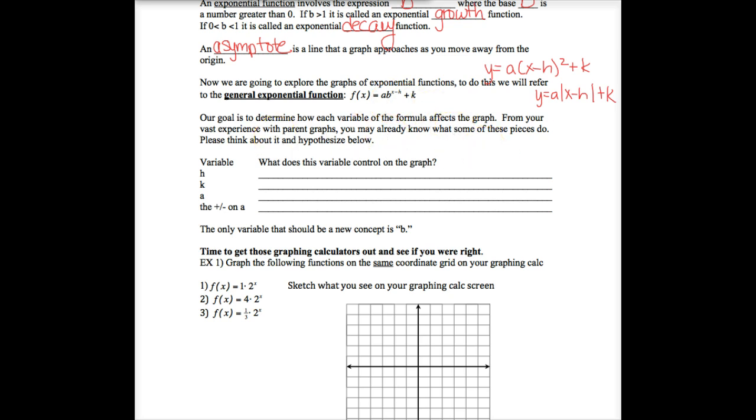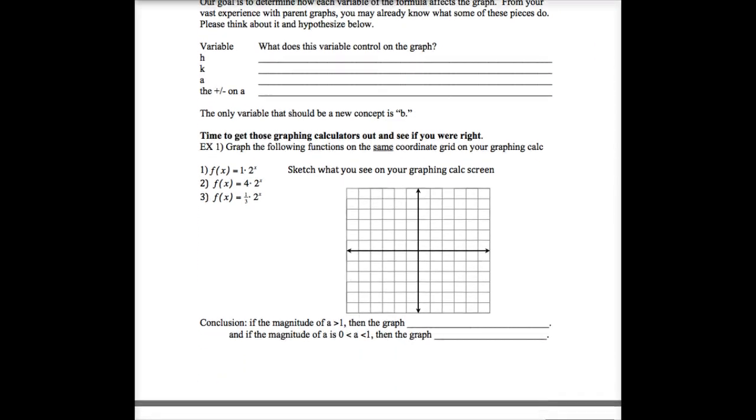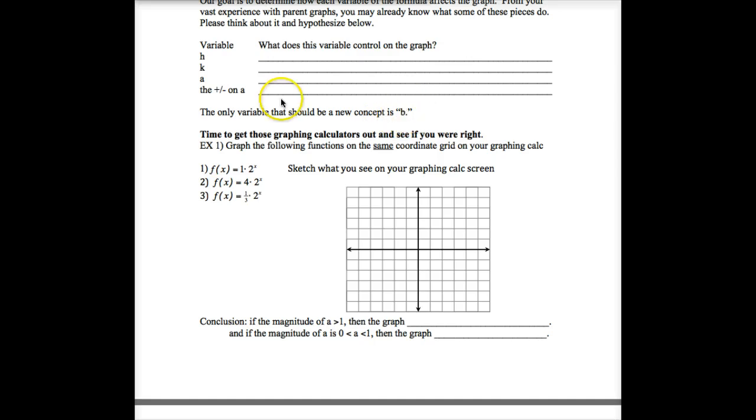So hopefully we've done so many parent graphs that you may already know what some of these pieces do. So what I want you to do here is to think about what your guesses are for what h does, what k does, what a does, and what the sign on the a does. So it being positive versus it being negative. Do not leave these blank. If you want full credit, tomorrow when I check this, you need to fill these in. And again, refer back to our previous parent graphs if you want, and guess that they might do something similar. So fill in your guesses for all 4 of those. The only variable that is a new concept is b, which is why I didn't have you guess here, because we don't have any previous experience with b.